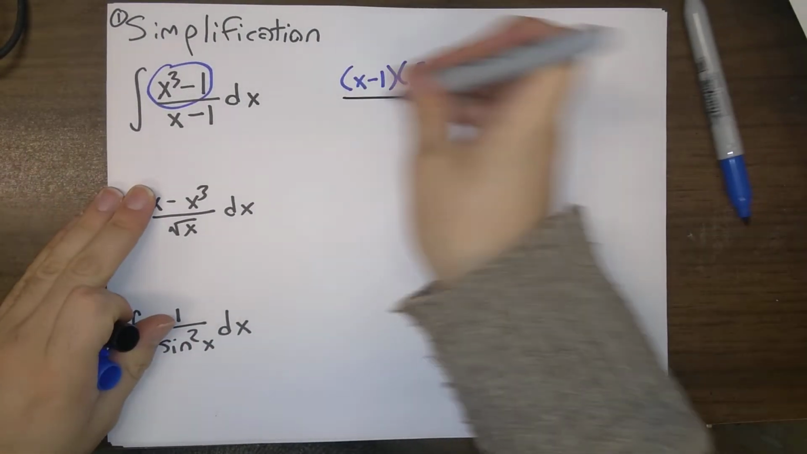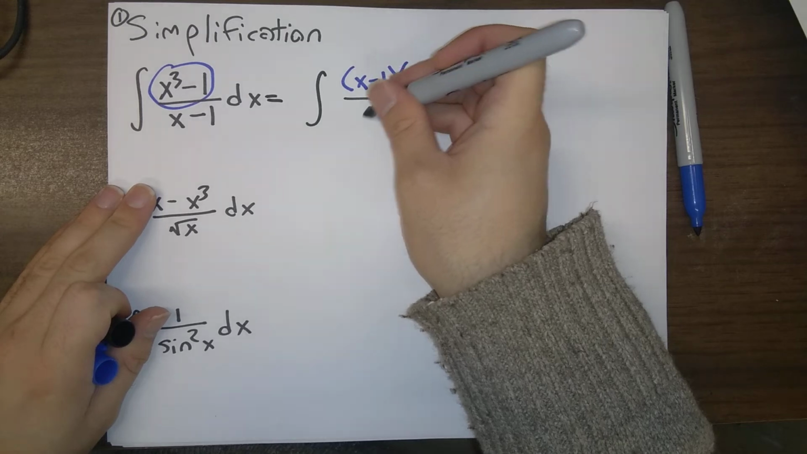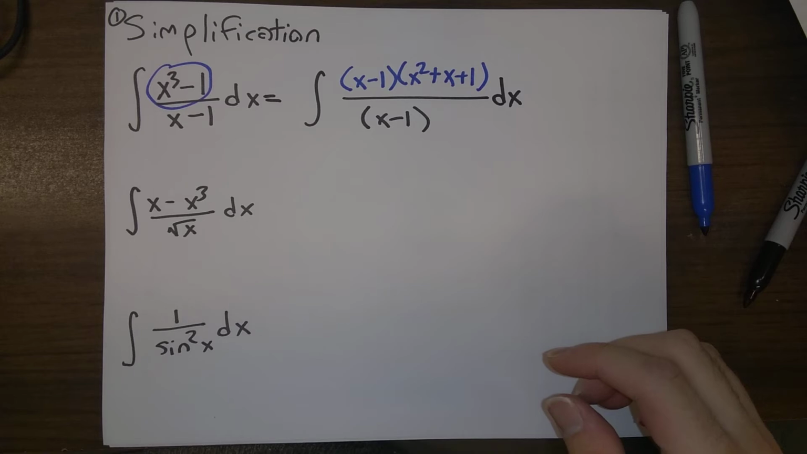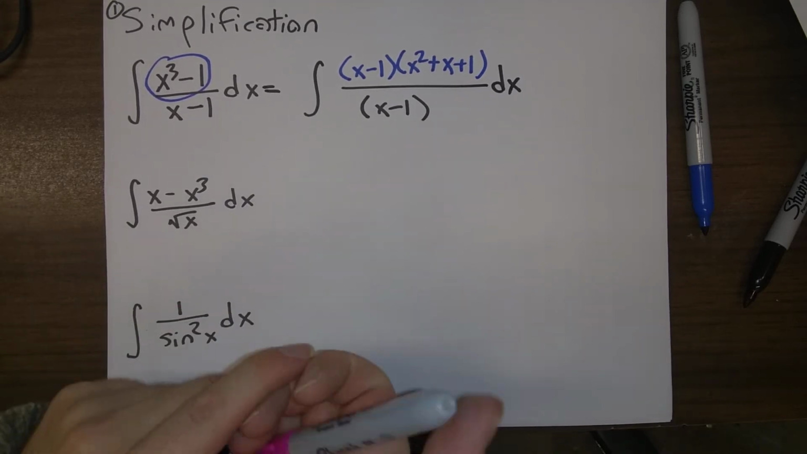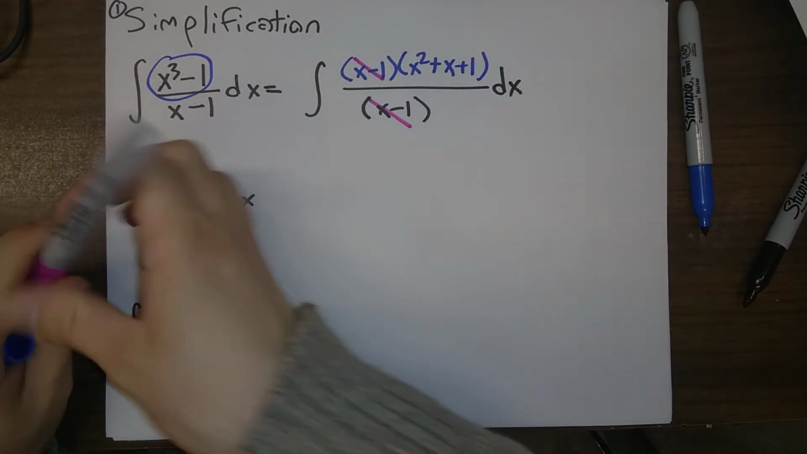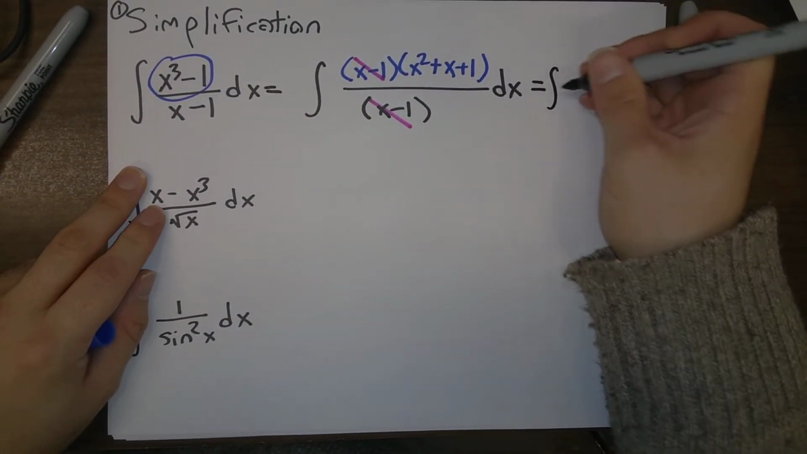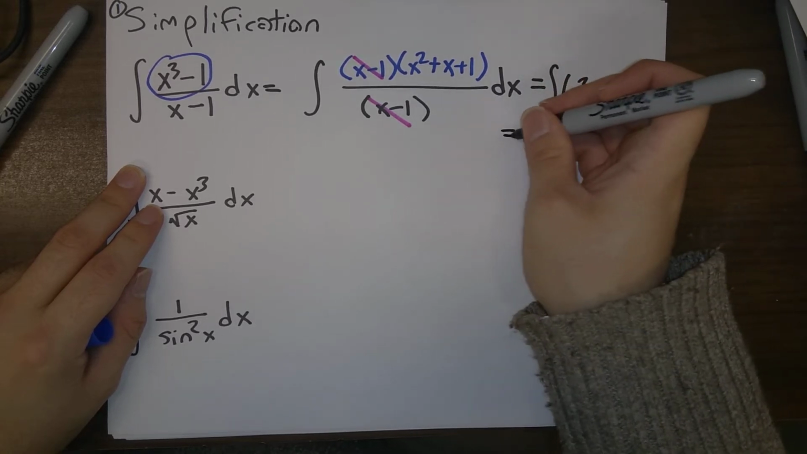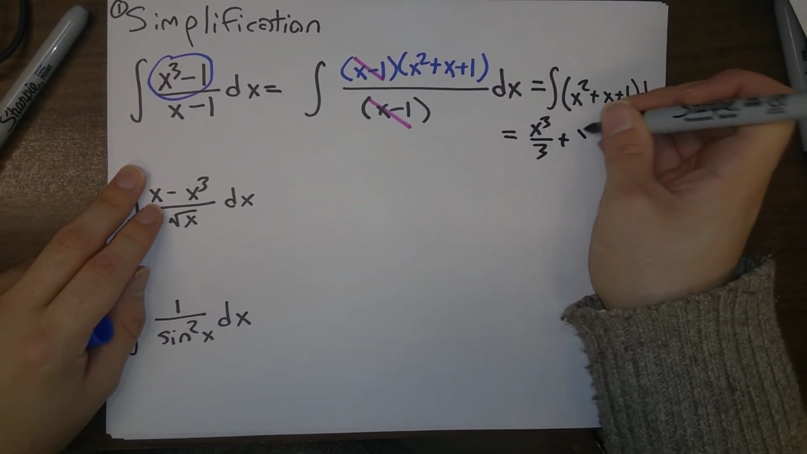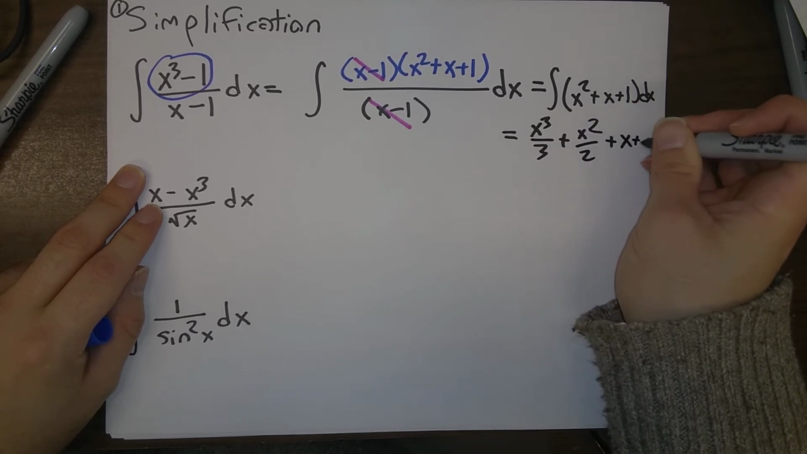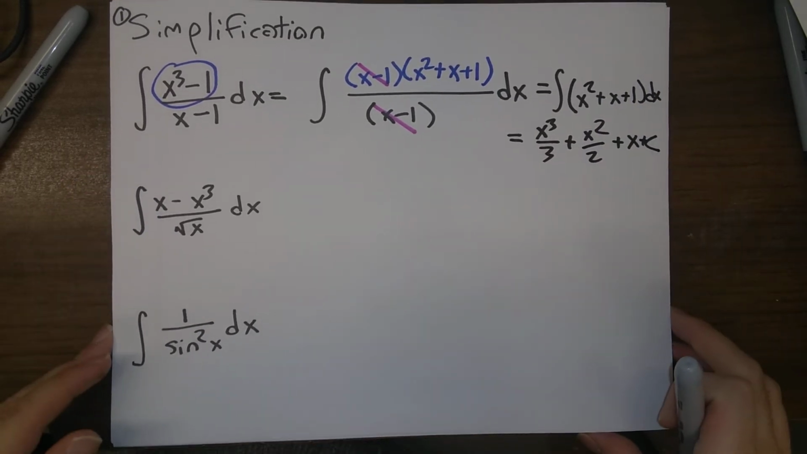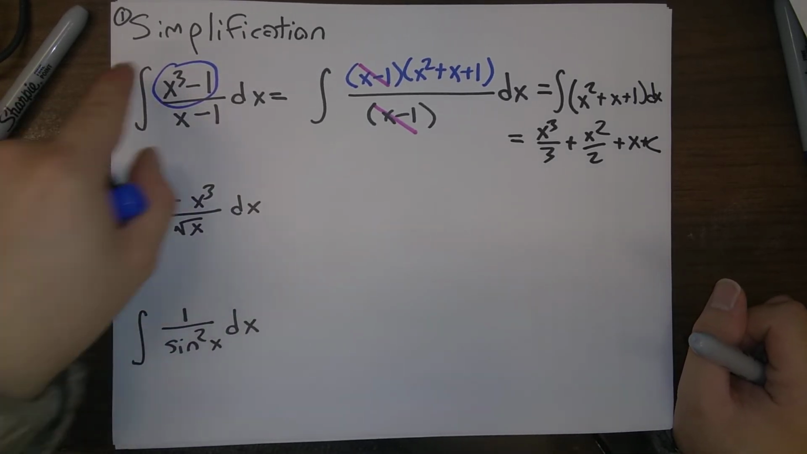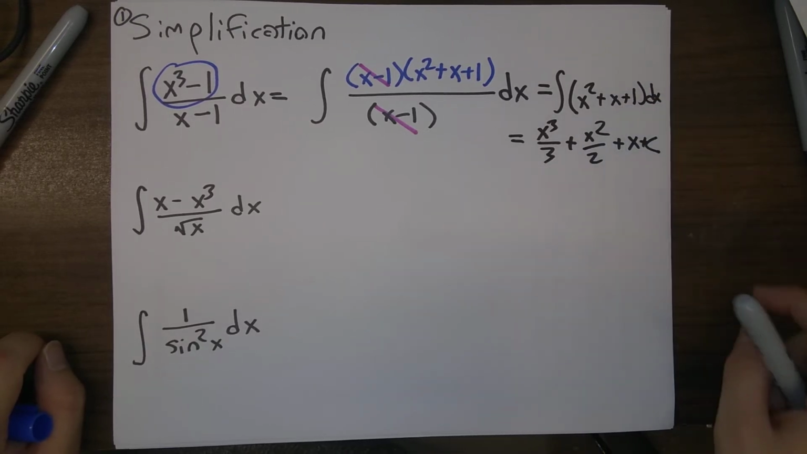And so if we rewrite this integral, we can see pretty easily that our factors of x minus 1 are going to cancel. And so we are just left with the integral of x squared plus x plus 1, which of course is x cubed over 3 plus x squared over 2 plus x plus our constant. So we shouldn't do any of our fancier techniques. We should just say, hey, we can simplify the integrand to make our life a lot easier.